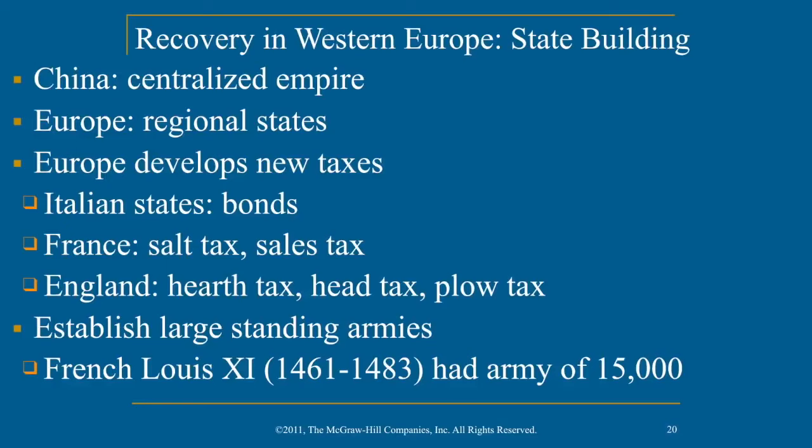But as these regional states are coming into contact with each other, we see Europe developing new taxes to build up large armies to protect their slowly dying regional kingdoms. For example, the Italian states introduced something new called bonds. And bonds were interesting because today you can buy bonds and it's often offered. We live in California. There's bonds offered every so often to pay for certain things or improve school systems.